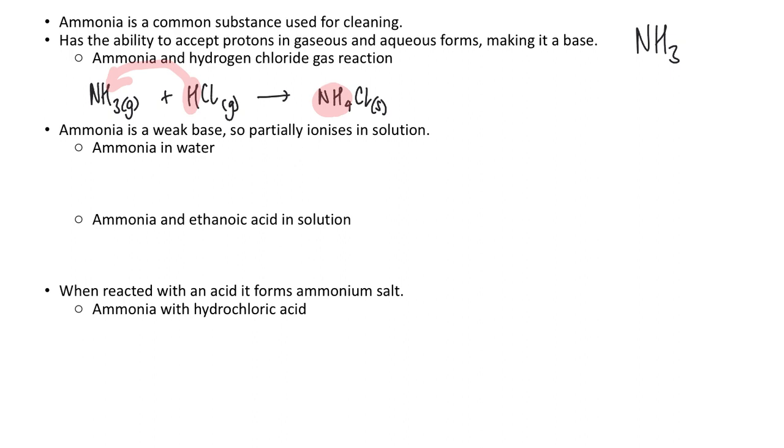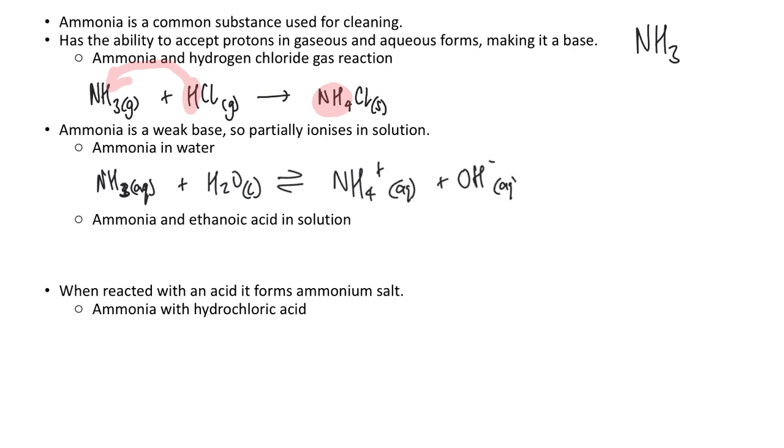So ammonia is a weak base, so it only partially ionizes when in solution. If I have ammonia as a dissolved aqueous substance in water, it's a weak base, so it'll only partially ionize. That's why we have the double arrows, and it'll form NH4 plus aq and OH minus aq. So it will form OH minus ions in solution, but only a few of them, because remember, lots of them will stay as NH3 because they are a weak base.